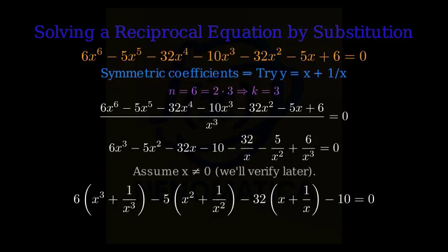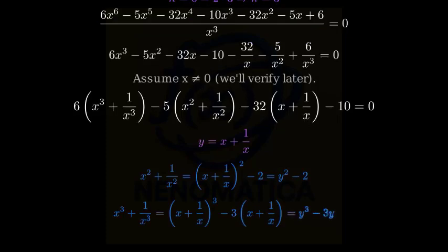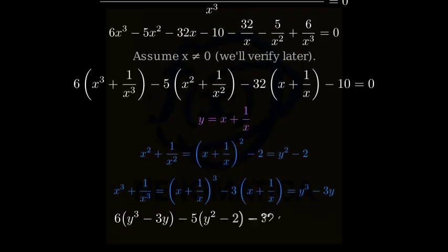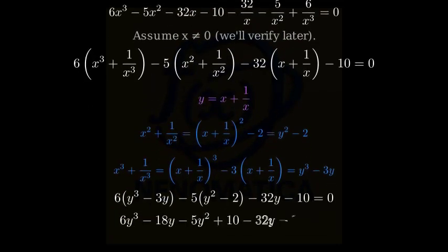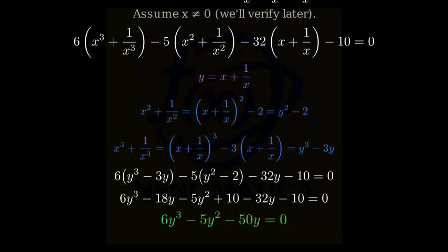Step 3. Use identities to reduce powers in terms of y equals x plus 1 over x. Recall x squared plus 1 over x squared equals y squared minus 2. And x cubed plus 1 over x cubed equals y cubed minus 3y. Substituting these into our grouped equation and simplifying gives 6y cubed minus 5y squared minus 50y equals 0.